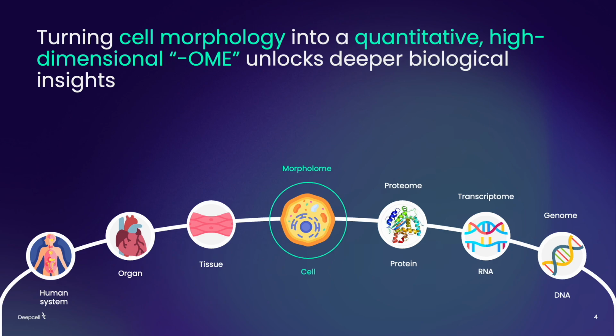A more quantitative, high-dimensional, unbounded approach would magnify the insights into a cell's phenotype and function and turn cell morphology into a quantitative, high-dimensional ome, or the morphologome, similar to how methods have been developed to assess the genome, transcriptome, and proteome at high dimensions. The problem is that current methodologies to assess and characterize cell morphology have been limited to either imaging or sorting with labels. Until now.